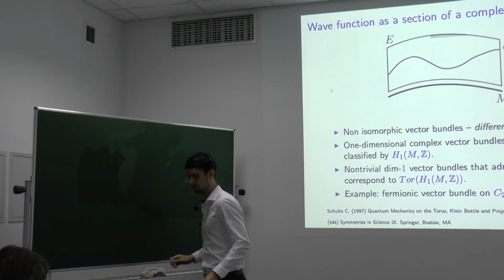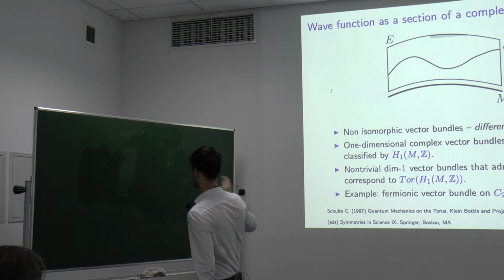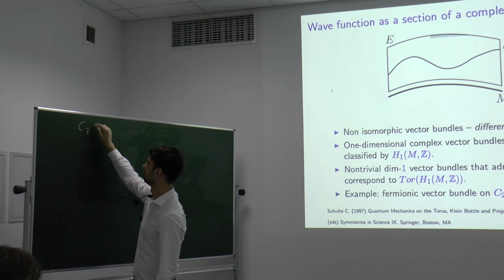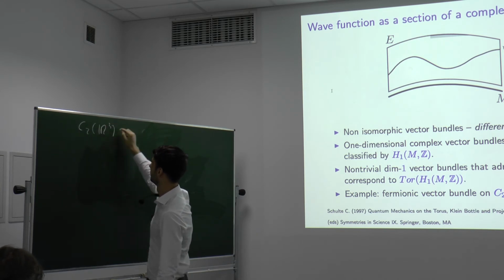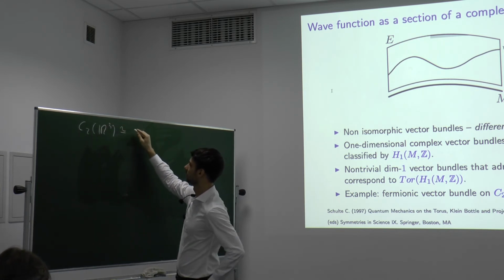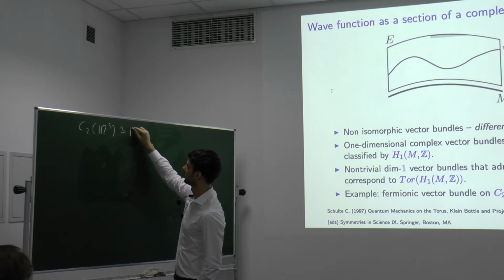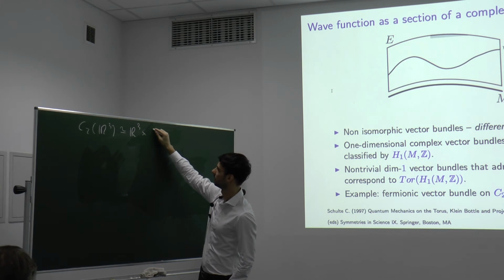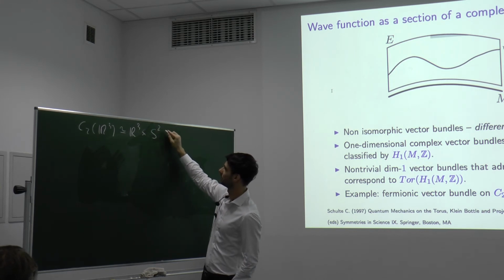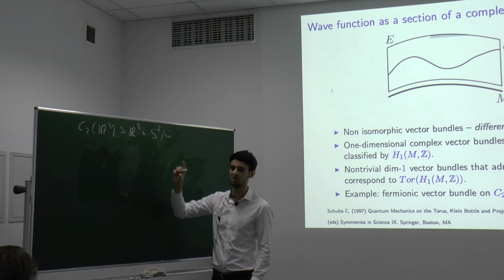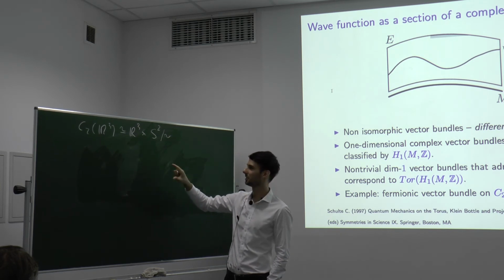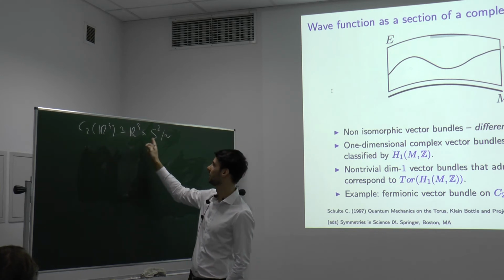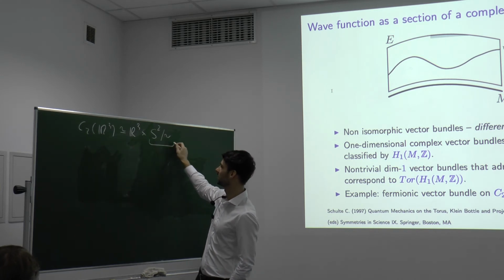Okay, so how to get bosons and fermions: two particles in R3 are only bosons and fermions. So we had that this space is the center of mass times RP2, which is the sphere where two opposite points are identified. And what are the one-dimensional complex vector bundles actually on this space? This is the relevant part.